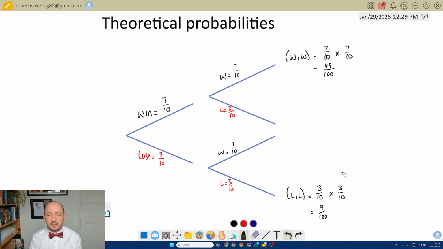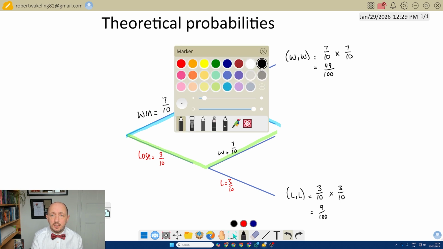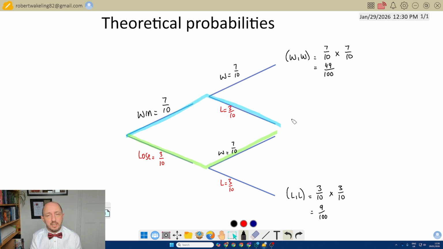What about if they ask you the chances of winning 1 out of the 2 games? Okay, when we highlight the branches that are relevant, winning 1 game would mean that you could win and then lose, or you could lose and then win. So there's actually 2 possible branches that will give us the answer that we need. So we're going to calculate those separately and just add them together at the end.